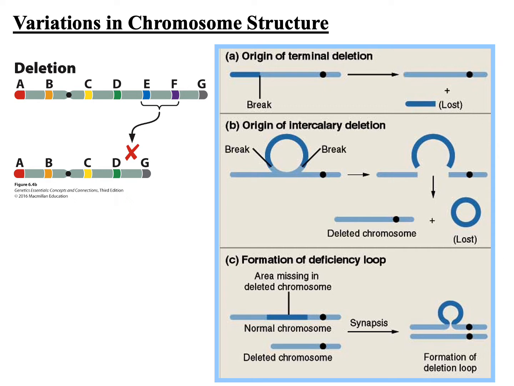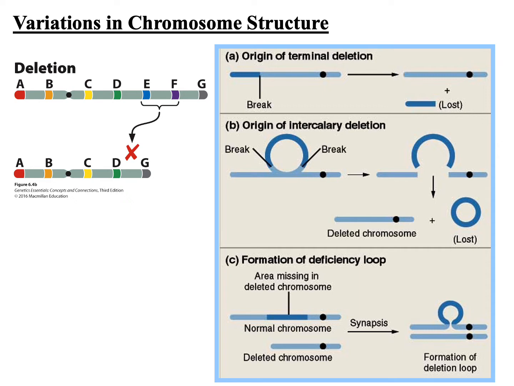Now, a deletion again is a pretty straightforward concept, and that is a portion of the chromosome has been deleted or missing somehow. So if you look at the left-hand side of this figure, you can see a chromosome with genes A through G listed on the chromosome structure. And in the second half of that figure, you can see that genes E and F are missing from the chromosome and, in a sense, have been deleted overall.